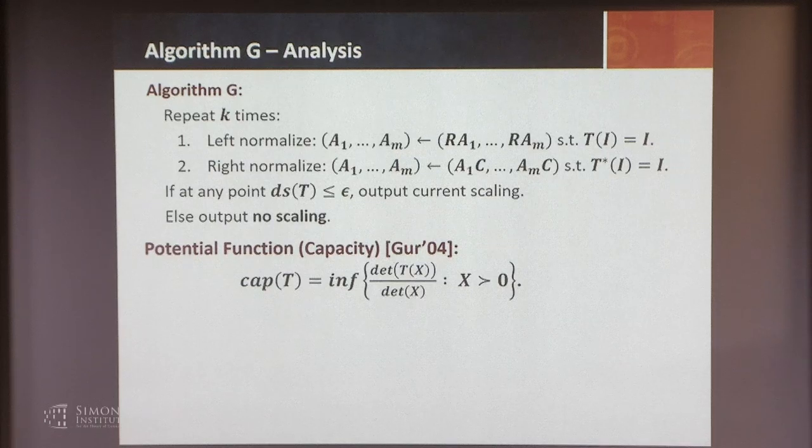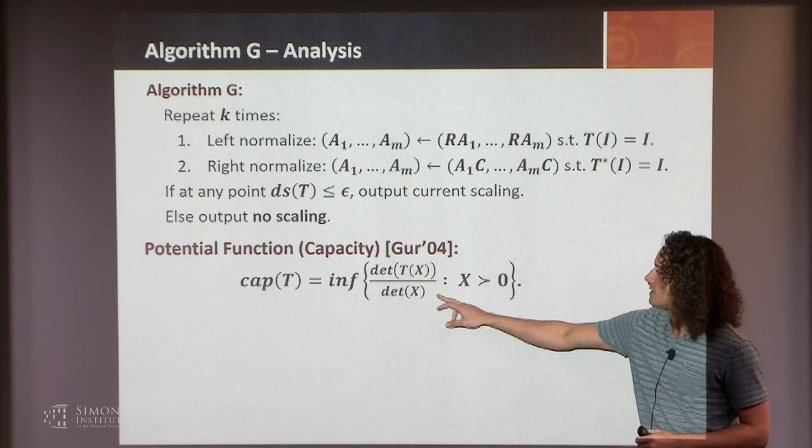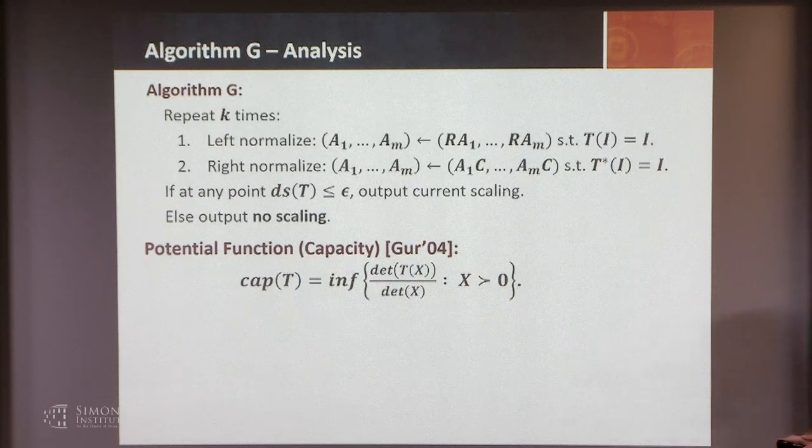Okay, yes, it's an orthogonal generalization of the basic capacity, the first capacity, right? Like the first two. And the capacity is the following: take the infimum of the determinant of T of X divided by the determinant of X over all positive definite matrices.